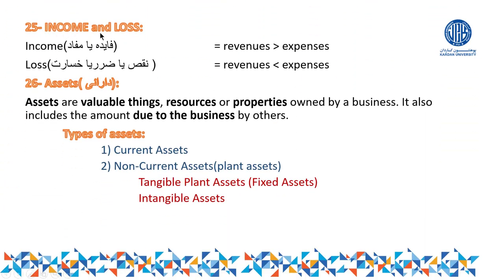Next terminology is income and loss. Income means profit, and loss means damage. How to find out income? Income is equal to revenue when revenue is greater than expenses. Basically the formula is revenue minus expenses. If your revenue is greater than your expenses, the difference is called income.